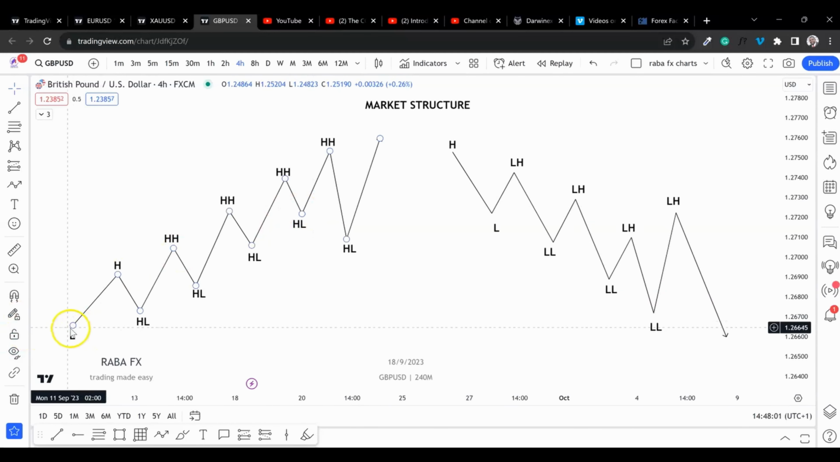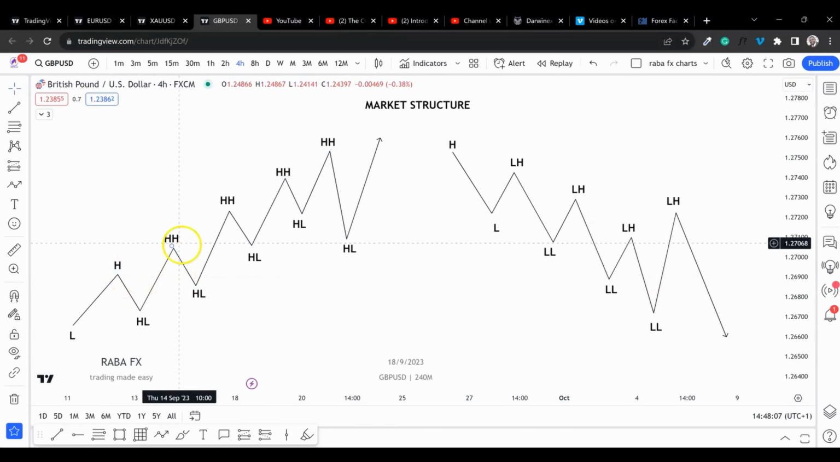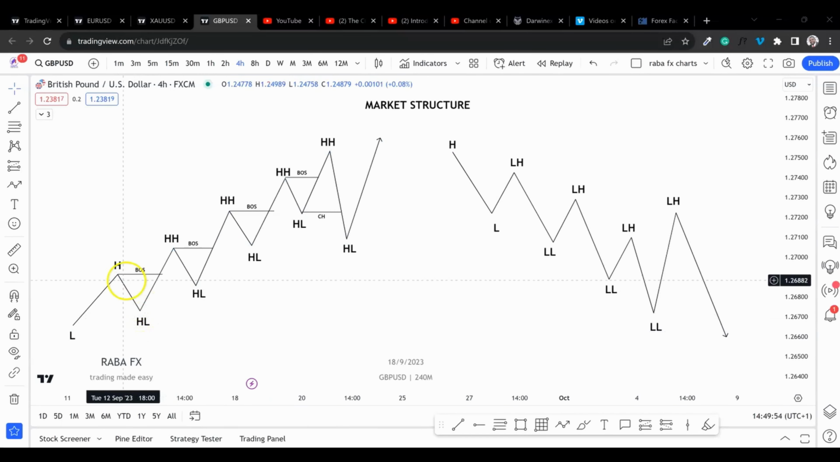So we assume here the market moves from this low to this high. Once this high is taken, we have a higher high. There's nothing wrong there. This high produces a low. This low produces a high. Higher high, higher low, higher high. Why is it a higher high? We have a break of structure here. So once this high is taken out, we have a BOS, a break of structure.